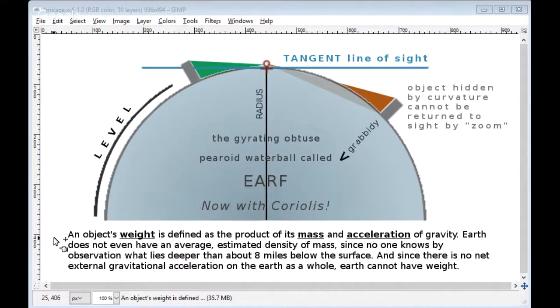Okay? The problem is, what's the mass of the Earth? Nobody knows. Earth does not even have an average estimated density of mass, since no one knows by observation what lies deeper than about 8 miles below the surface. It's impossible to know the Earth's mass. And since there is no net external gravitational acceleration of the Earth as a whole, Earth cannot have weight. That is to say, there must be an external body pulling the Earth in one direction in order for the Earth to have measurable weight. All it has is mass.